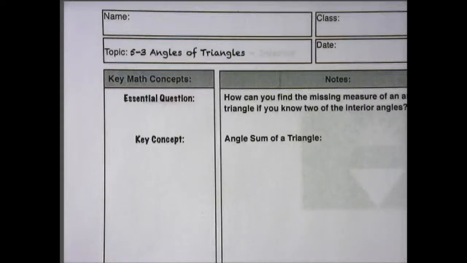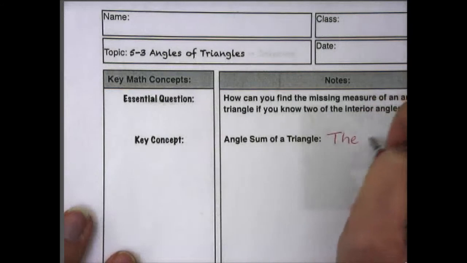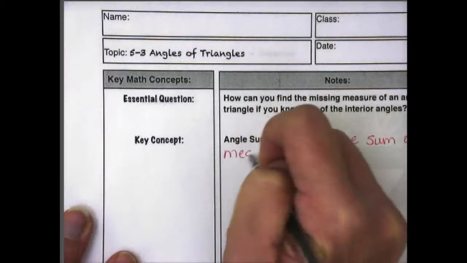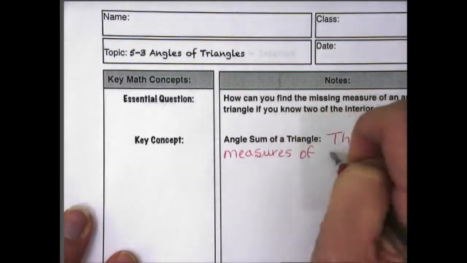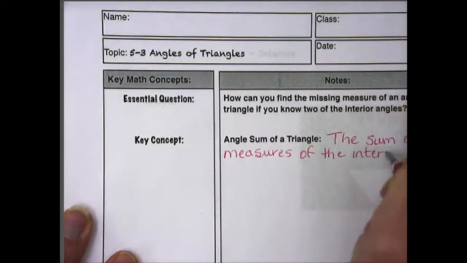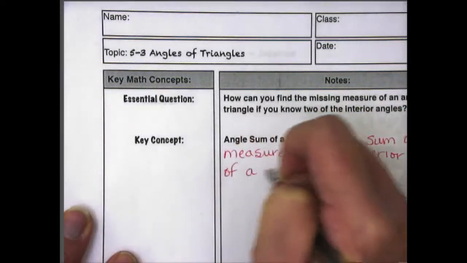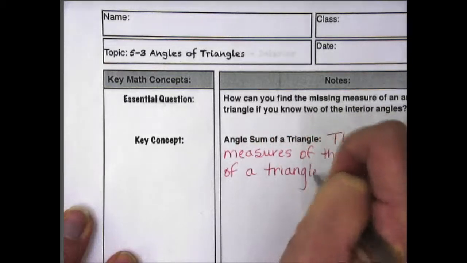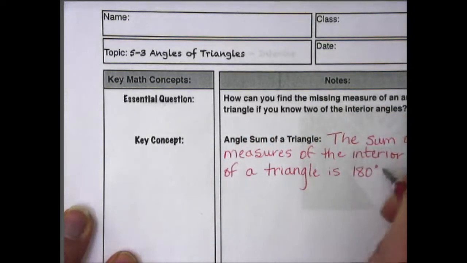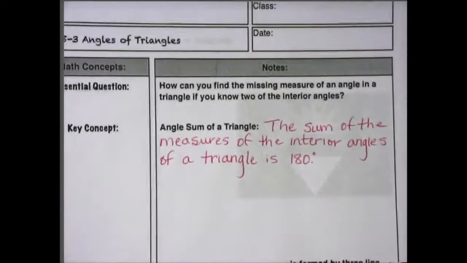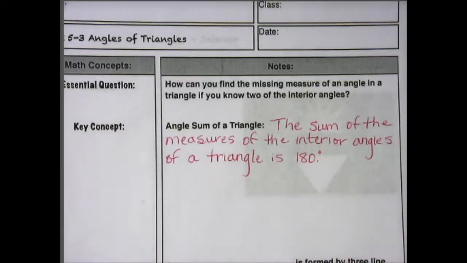Let's look at section 5.3, angles of triangles. We're going to start with the angle sum of a triangle as our key concept. The sum of the measures of the interior angles of a triangle is 180 degrees. Now, one thing that we need to discuss are some of these words that we're talking about.